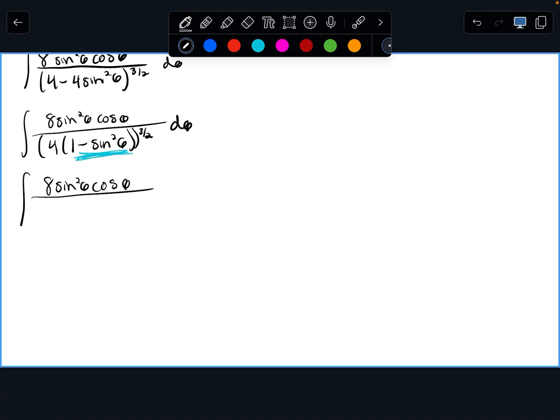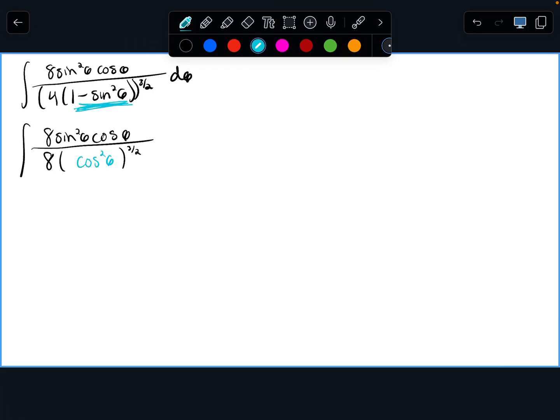So I'm going to do the 8. But I still have that 1 minus sine squared to this 3/2 business. So 1 minus sine squared is cosine squared. And that's your Pythagorean identity, like way above.